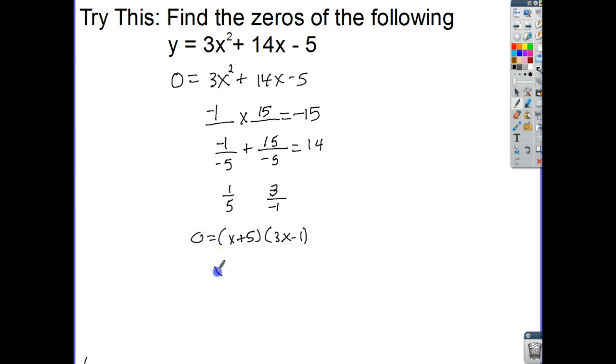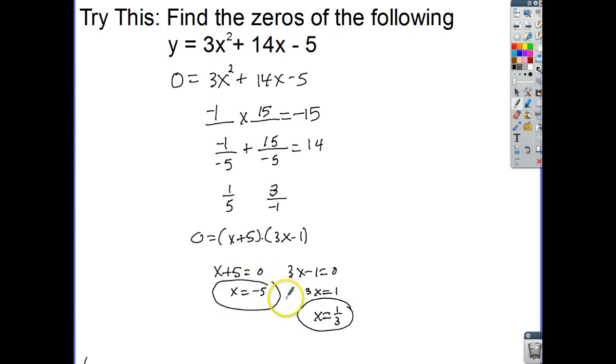Okay, set your factors equal to 0 and solve. Subtracting 5, we get x is equal to negative 5. 3x minus 1 is equal to 0. Based on the zero product theorem, if you have a multiplication problem, you have to have a 0 in the problem for it to equal 0. And adding 1 to both sides, 3x is equal to 1. Dividing by 3, x is equal to 1/3. x is 1/3. x is negative 5.